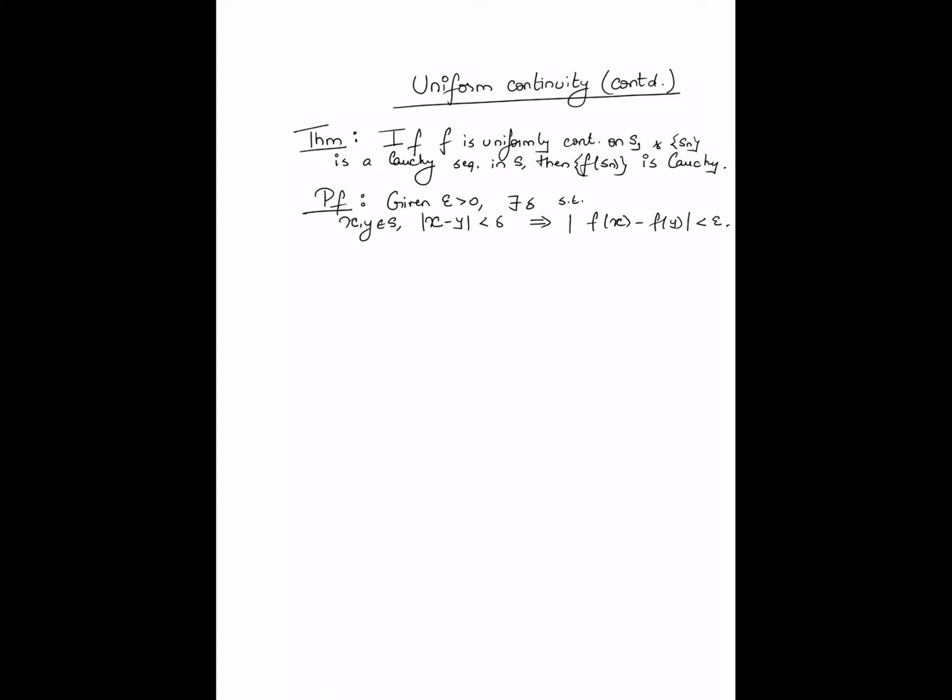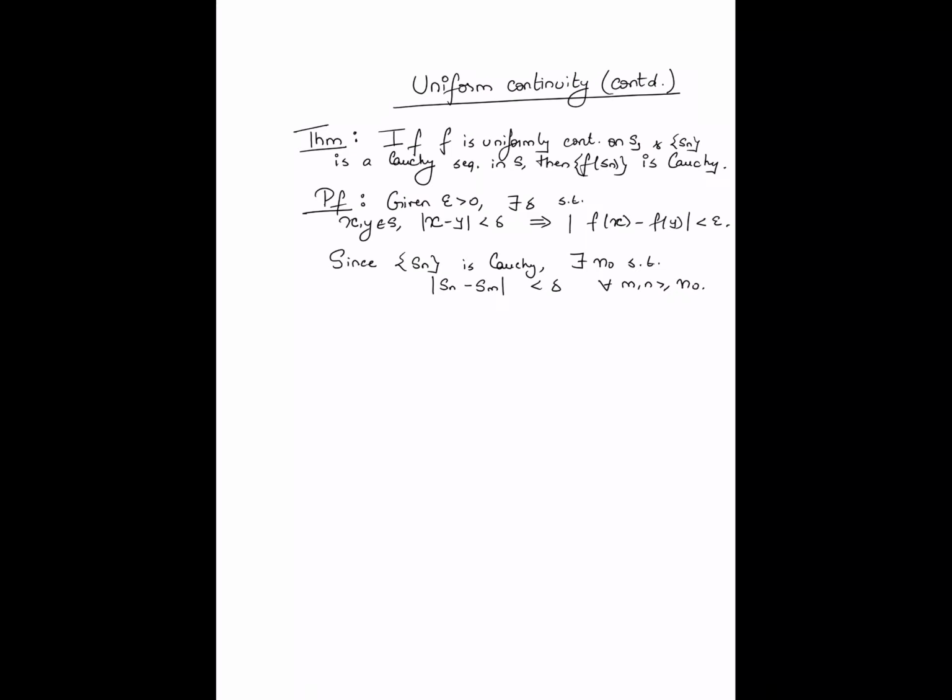Okay. Additionally, we know that the sequence Sn is Cauchy. So the fact that Sn is Cauchy implies that, since Sn is Cauchy, there exists some n naught such that any elements of the sequence are at most delta apart for all m and n greater than or equal to n naught. Okay, so all of this, you assume that some fixed epsilon is given to you.